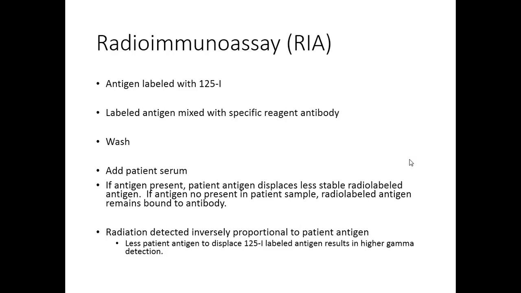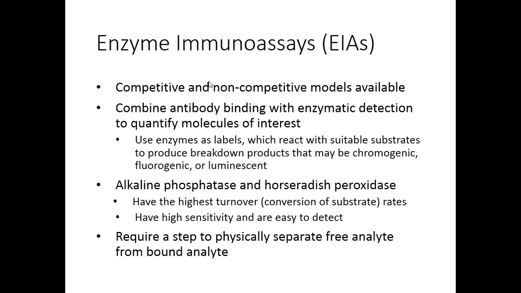Does that make sense? This is a little bit different test just because we're using the unstable nature of radioactivity in the test. So it's a little bit different than what we've seen before, but basically the same concepts. Inversely proportional because it's a competitive assay. Next, we're going to look at the enzyme immunoassays, or the EIAs. We know this because we've done this, so I'm going to kind of rip through these things.